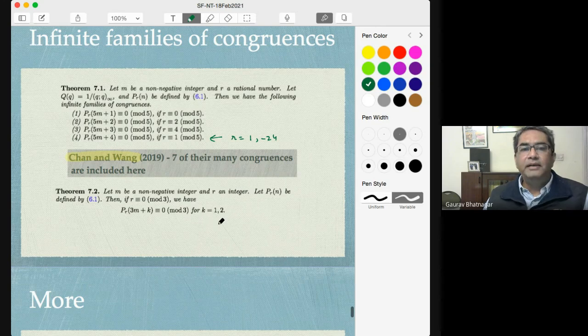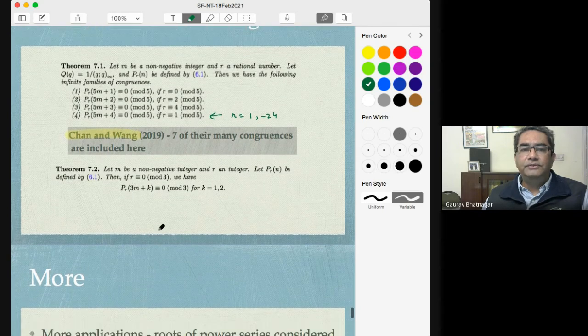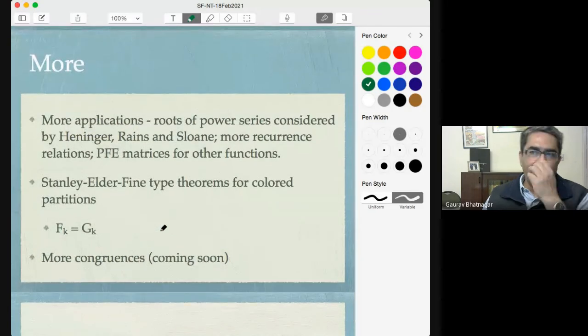I'll just take one more minute. So we have a very similar result for mod 3, where powers of the eta function. Okay, some more things I haven't mentioned. If you don't mind, I'll take one more minute.